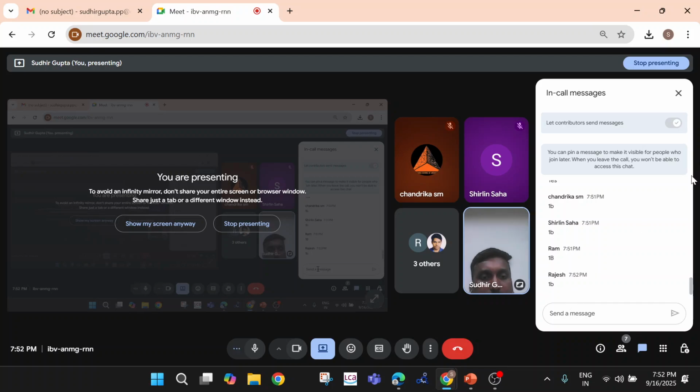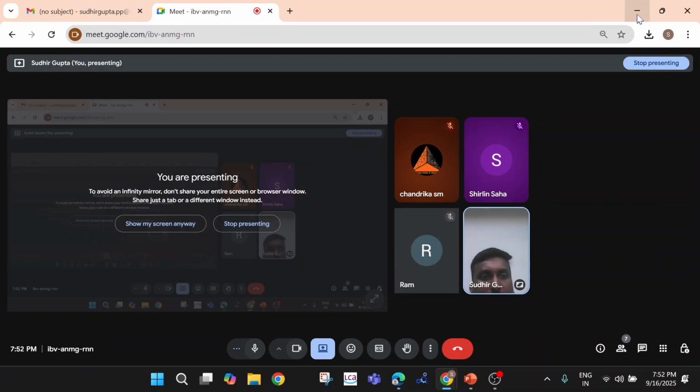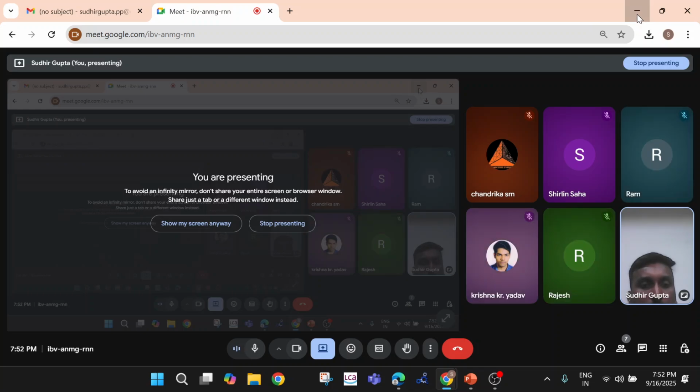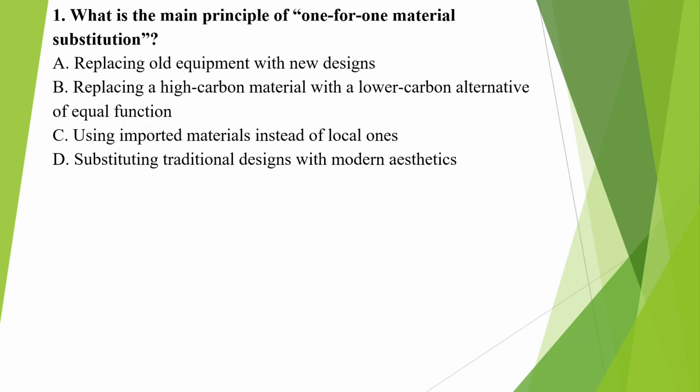1B, as I can see, 1B has been marked. In this practice or problem-solving session, all of you are able to solve the questions efficiently. So B is the correct answer for question number 1. In one-to-one material substitution, the main principle is replacing a high carbon material with a low carbon alternative of equal function. For example, can anybody provide an example of which material can replace which material?